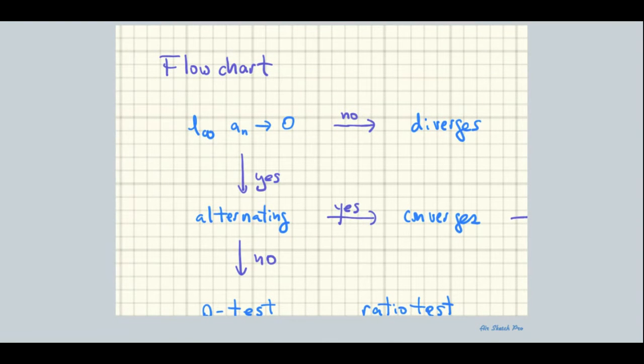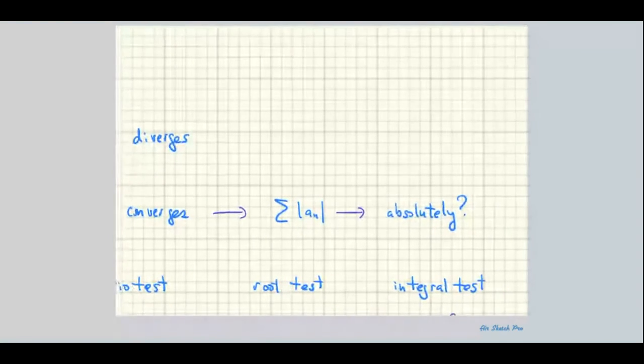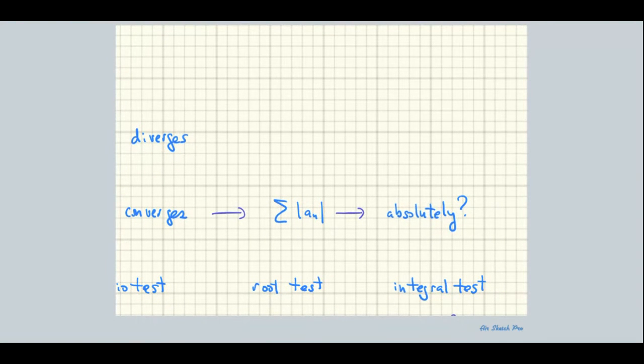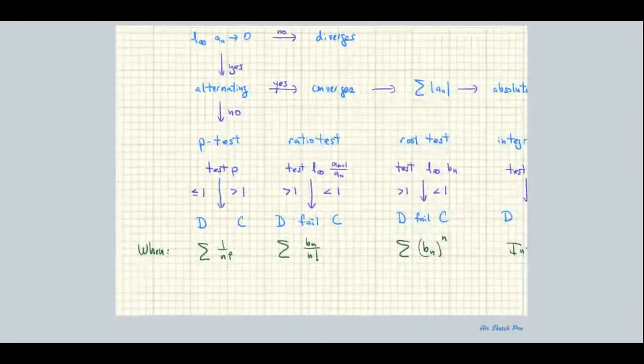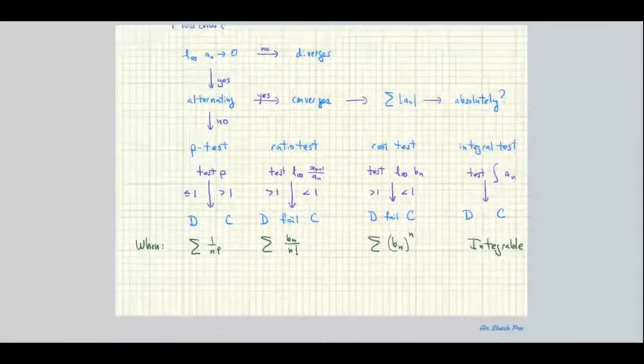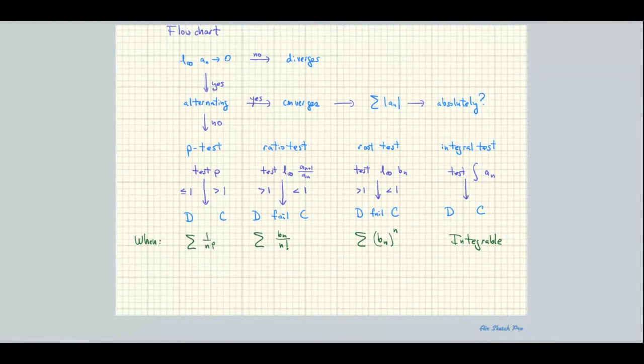Alternating and going to 0 on the nth term means it's converging. The only thing that's different after that, if it's converging, you also have to check to see if it converges absolutely. And for that, just take the absolute value, get rid of the sign changes, and check to see if that still converges. And if that does still converge, then you can say that it converges absolutely. That's for the alternating series. Beyond that, we have 4 tests we're going to check.